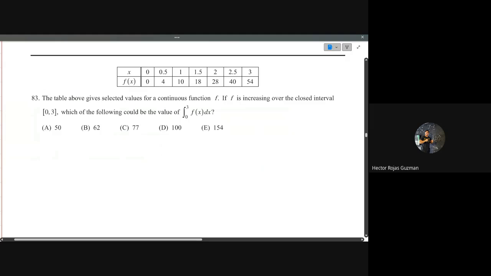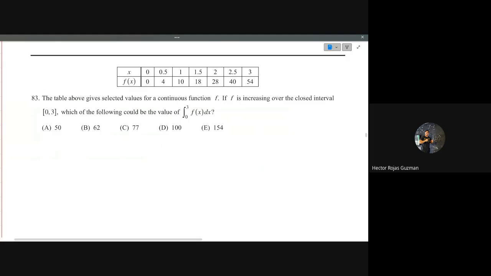The table above gives the selected values for a continuous function. F is increasing over the closed interval from 0 to 3. Okay, F is increasing. Which of the following could be the value from 0 to 3? F is increasing, which means F is not decreasing. So for the values that we don't see, for example, between 0 and 0.5, this value would have to be less than 4. It could be anywhere between 0 point something all the way to 3.99999. But it can't be anything higher than 4 since F is increasing.